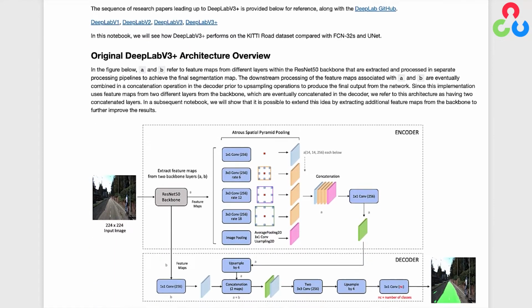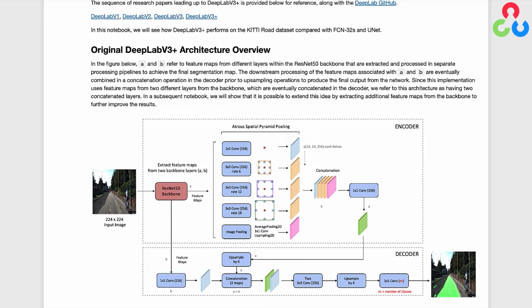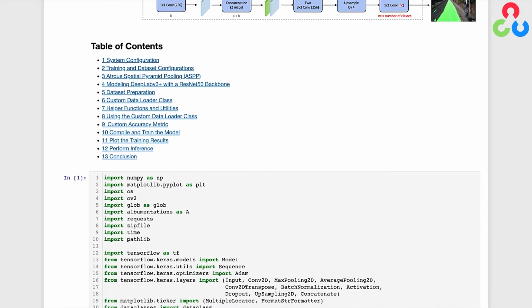In the implementation below, we're going to use the ResNet 50 backbone pre-trained on ImageNet, and as depicted in the architecture diagram, feature maps extracted from specific layers in the ResNet 50 backbone, indicated as A and B in the figure, will be passed through 2 separate downstream processing pipelines, one through a dilated spatial pyramid pooling module and the other along a separate processing path in the decoder that will eventually get concatenated with the output from the encoder module. Before we get into the coding implementation in this notebook, we're going to talk for a little bit about spatial pyramid pooling and how dilated convolutions were used to extend that concept for DeeplabV3+.